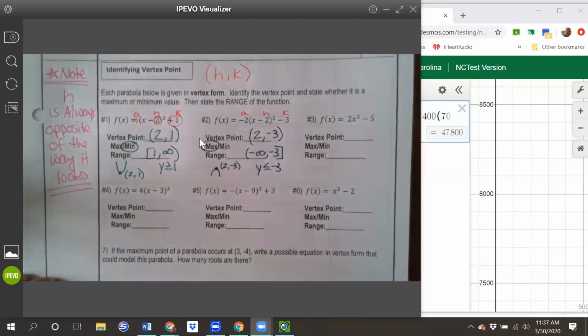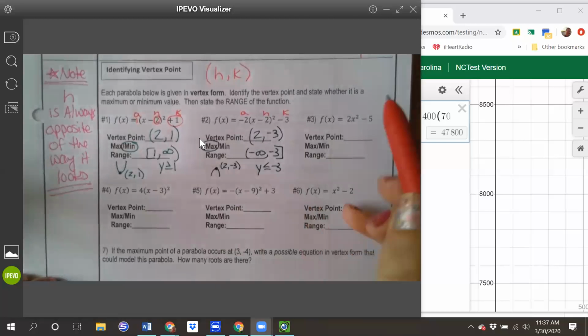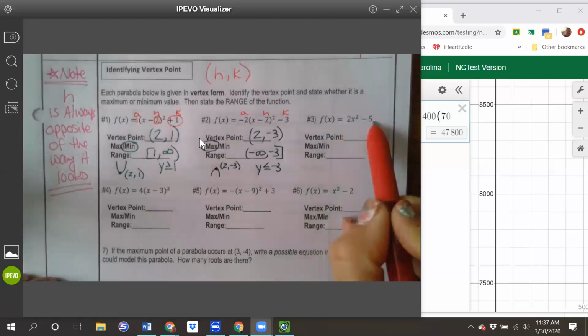Remember, you are pausing the video and you are working ahead of me and then playing the video and checking your answers. That doesn't look right.